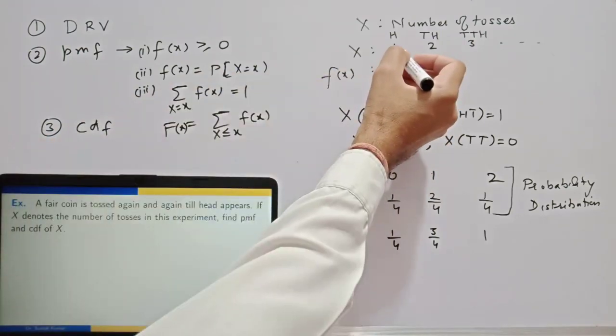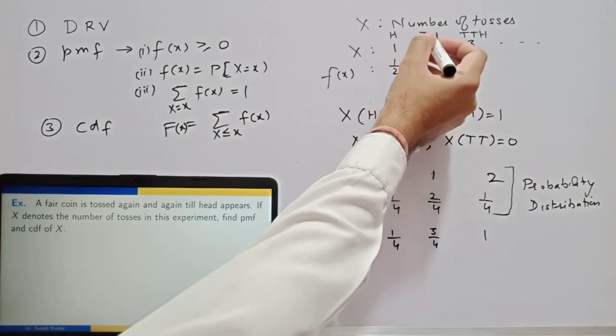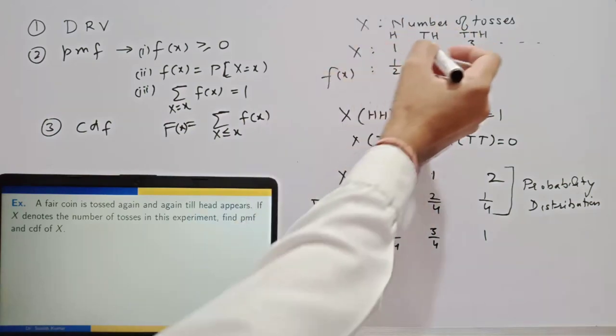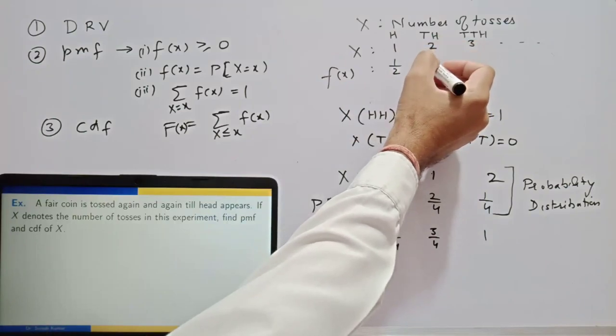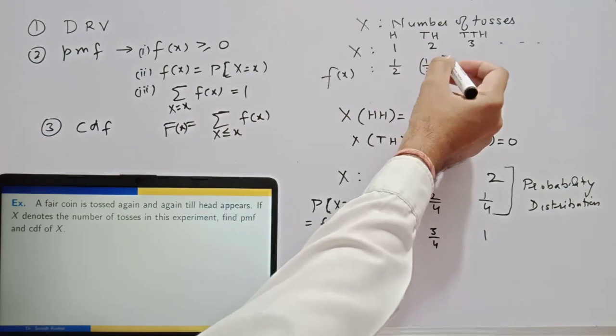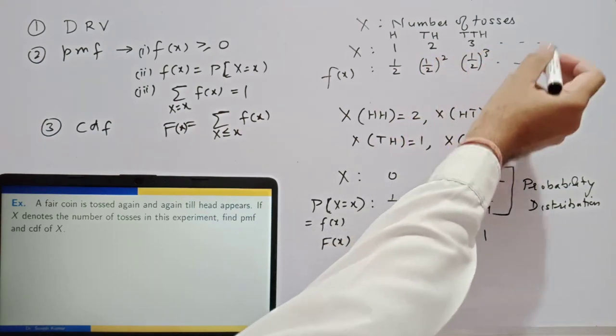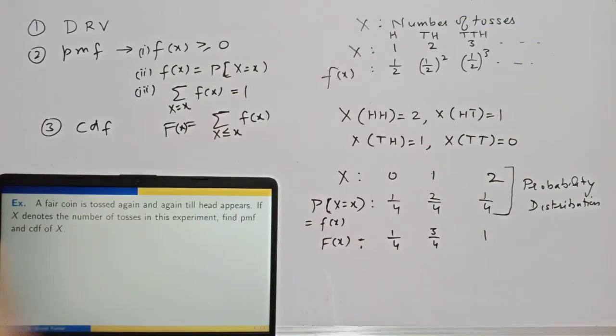What is the probability of getting head here? 1 over 2. First tail, then head. Both are independent events, so you can multiply the probabilities: 1 by 2 into 1 by 2, 1 by 2 square, 1 by 2 cube, and so on. So this gives the PMF.